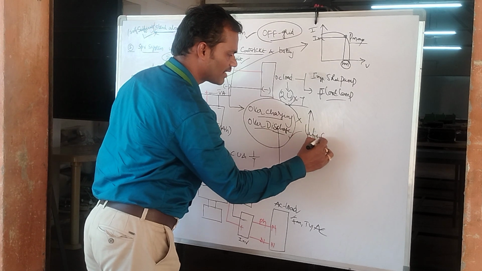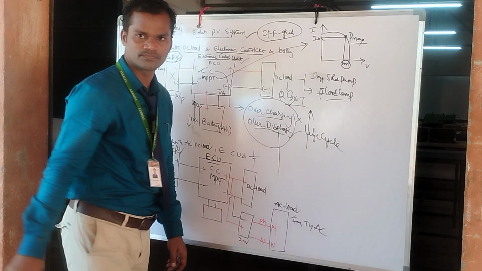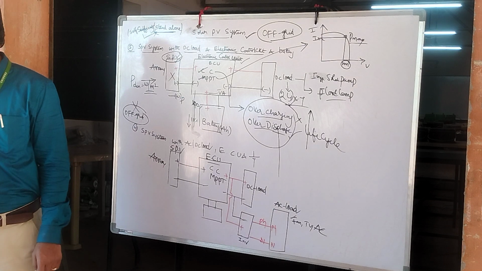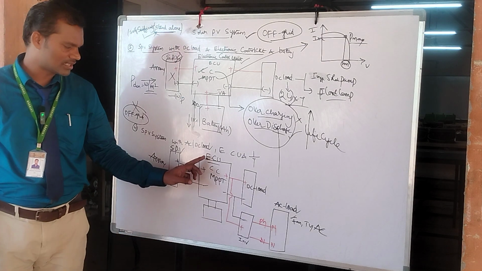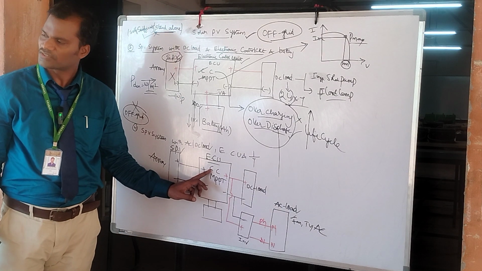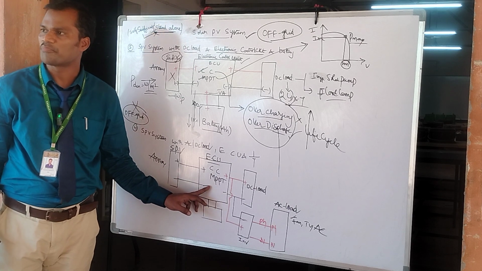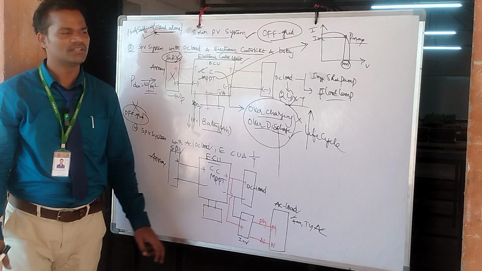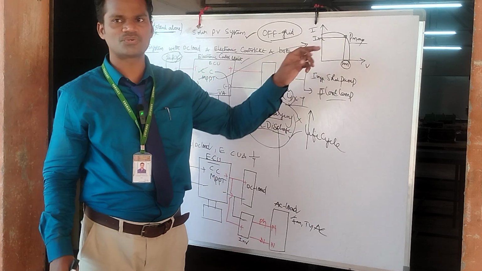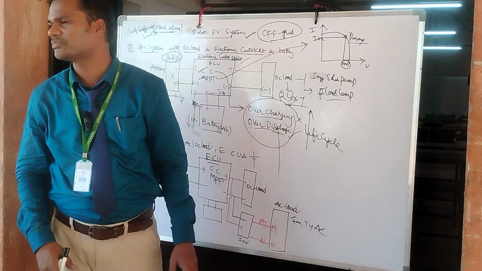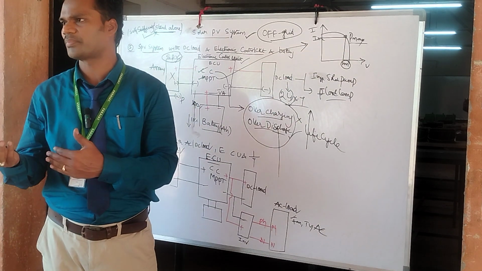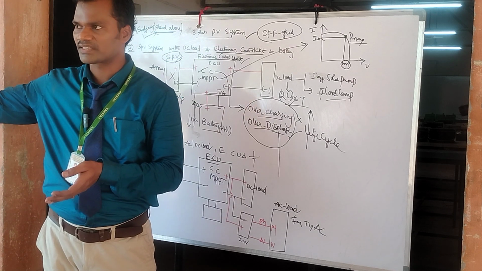Some may not have it, because DC loads are very costly. We need to have which type of load? AC load, normal fan and normal tube light. So therefore, I am going to take a tapping at the positive terminal and a tapping at the negative terminal, and I am going to use a small micro inverter or small inverter of around 1000 VA, a small 1 kilowatt inverter, and I am going to convert the DC supply to AC supply and connect it to the load.